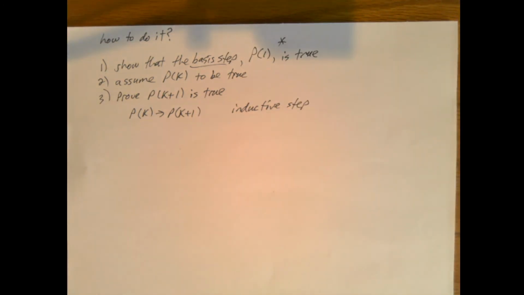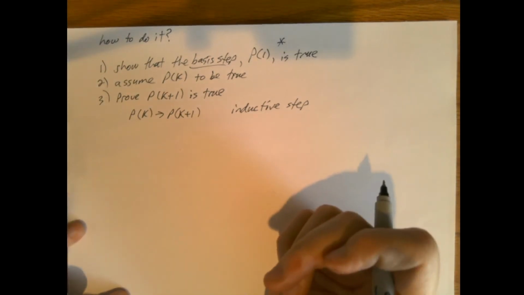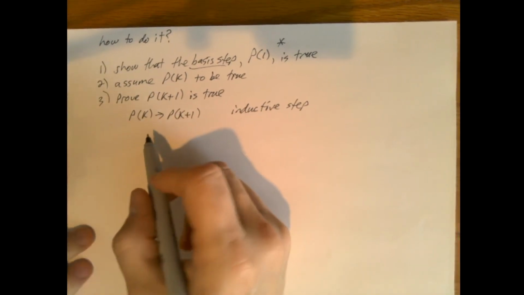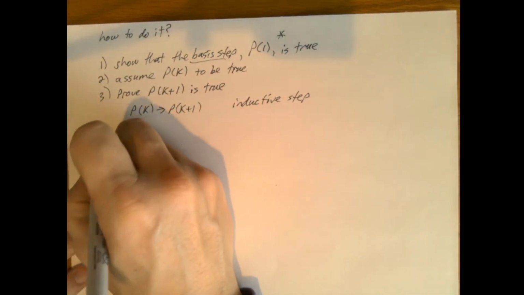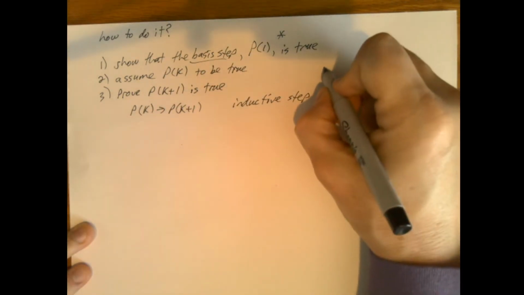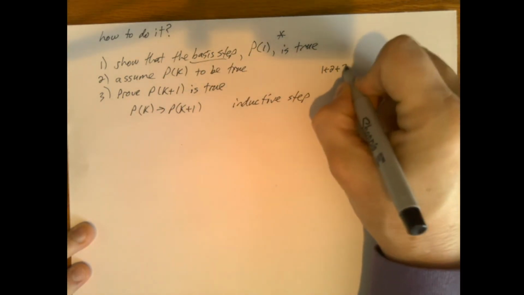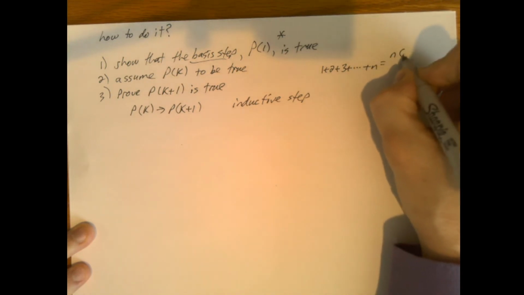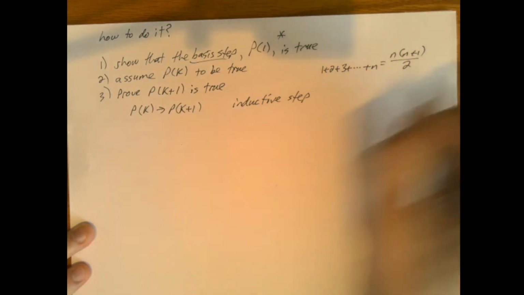Okay? So let's go back to our earlier example and see that. So we'll work this out and then we'll explain it. So first step, basis step, P of 1. So remember we're working with this: 1 plus 2 plus 3 plus ... plus n is equal to n times (n plus 1) divided by 2.